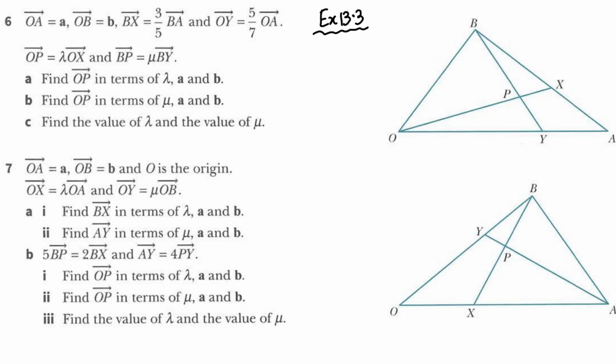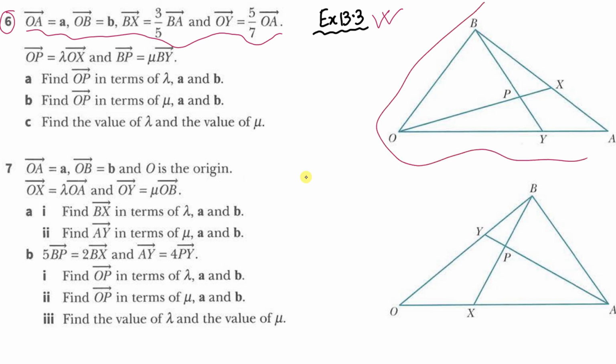Another tutorial. In this one we are solving question number 6 from the vector chapter. It's from exercise 13.3 of the Cambridge Admit book. Information is provided on the left side, and on the right side a diagram is also given. Please read through the information provided yourself.